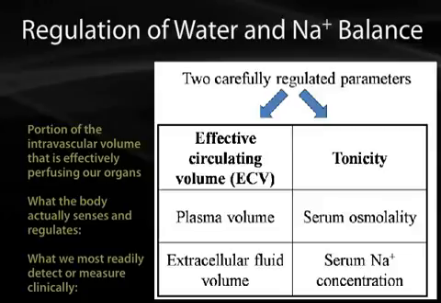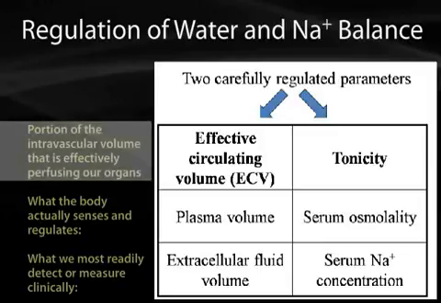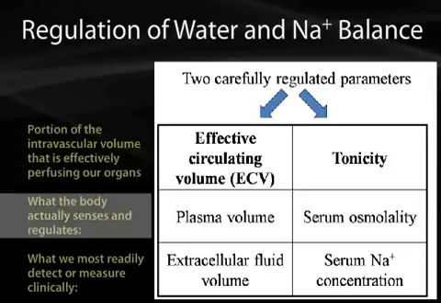However, in extreme derangements of physiology, settings such as sepsis, congestive heart failure, decompensated liver disease, effective circulating volume and plasma volume can differ. Effective circulating volume is essentially the portion of the intravascular volume that is effectively perfusing our organs. Essentially, the blood volume that the kidney and other sensors of blood volume, including the carotid sinus and the brain, see. For most instances, these two mechanisms act in parallel to regulate water and sodium balance.